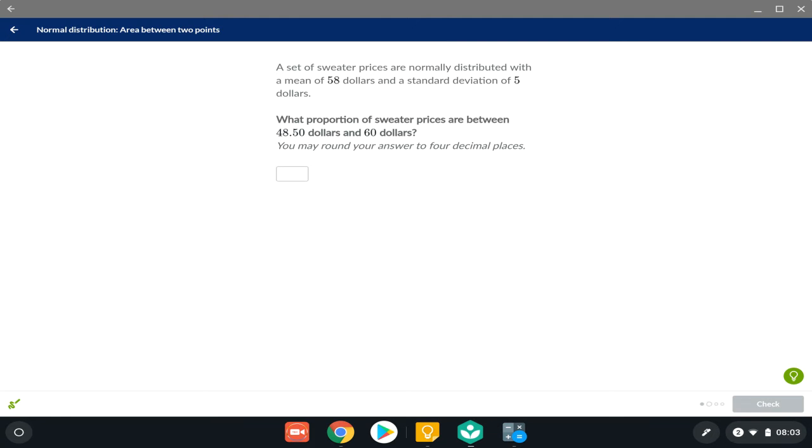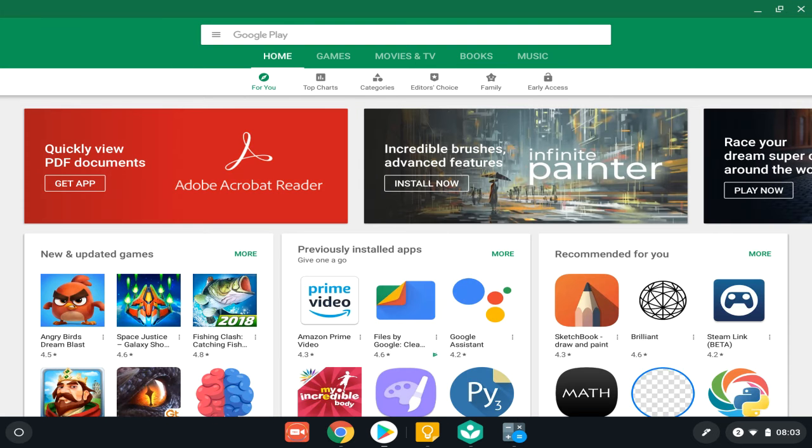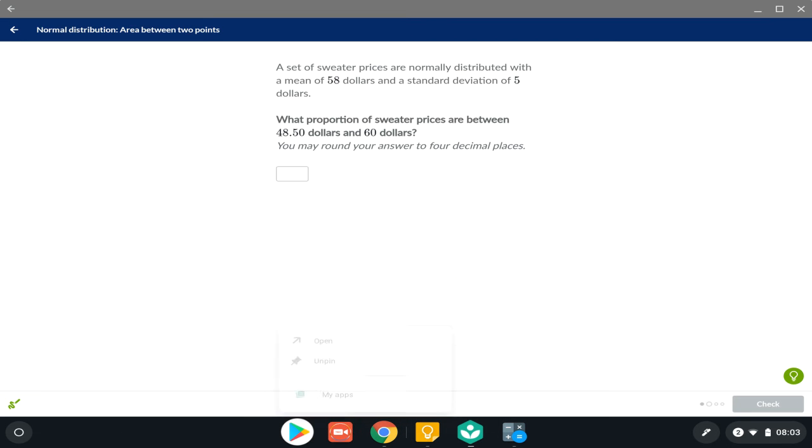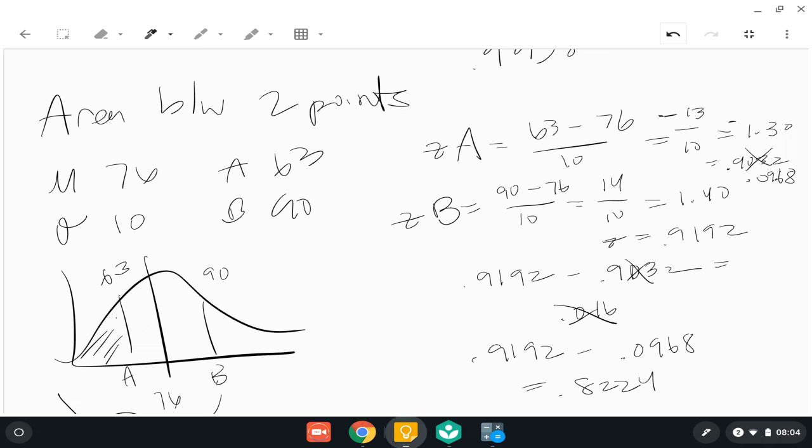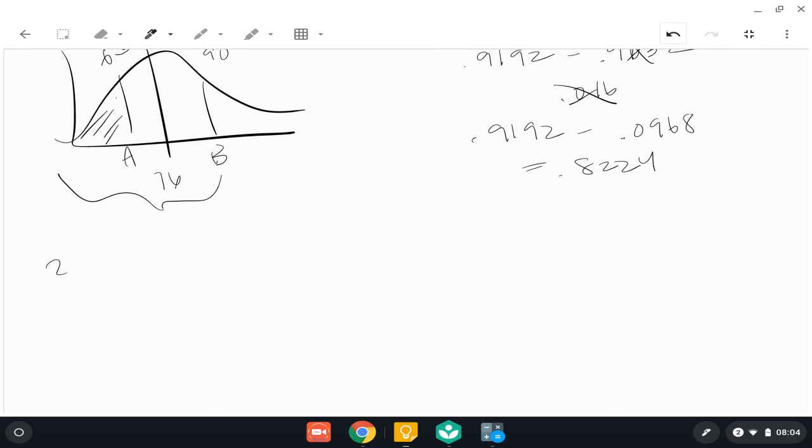Okay, let's do the second problem without mistakes. 58.5. Oops, I don't want that. Alright, you need to get unpinned, man. What the hell's going on here? Unpin. Dude.